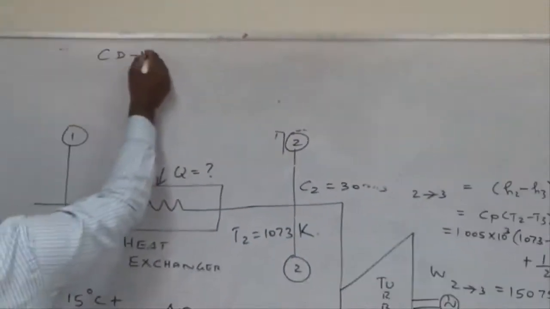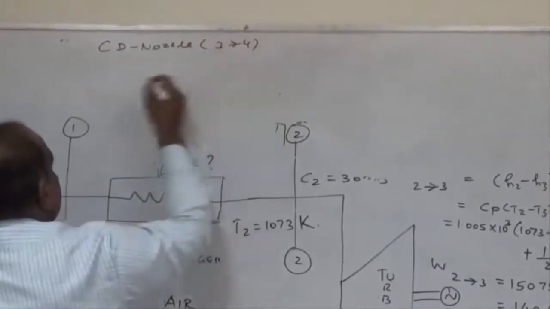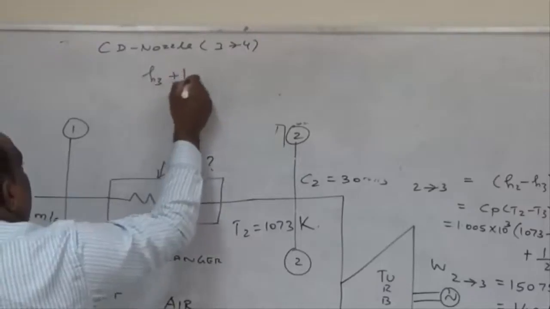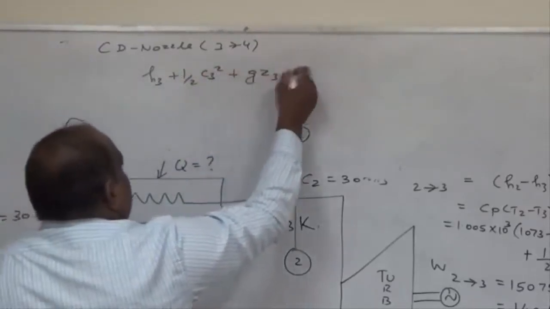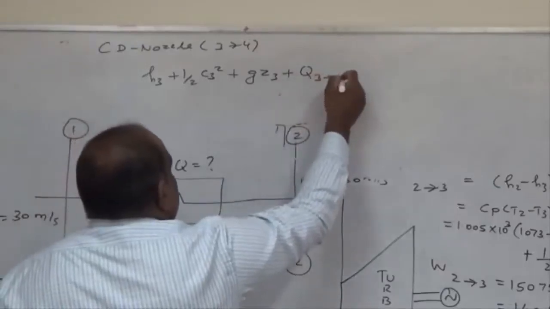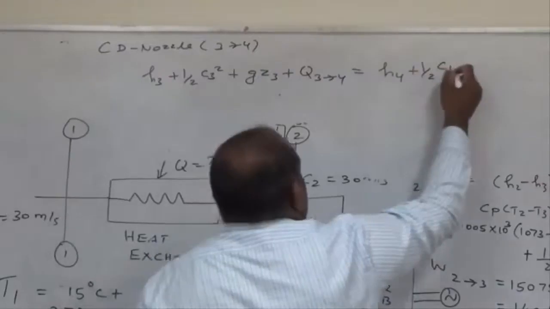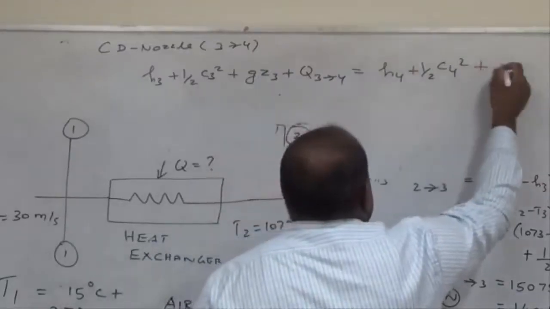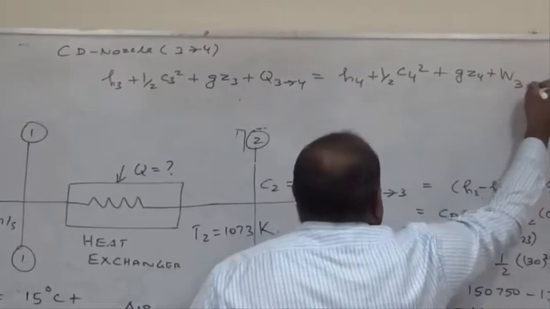So the nozzle, what is the state? It is from 3 to 4. So it's H3 plus half C3 squared plus g Z3 plus Q 3 to 4 is equal to H4 plus half C4 squared plus g Z4 plus W 3 to 4. The same formula only. I am not changing the formula.